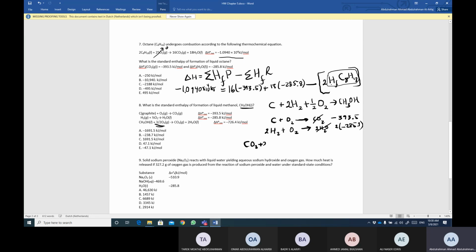CO2 plus 2H2O to give you CH3OH plus 3 over 2 O2, and the heat will be plus 726.4. CO2 will cancel CO2, 2H2O will cancel 2H2O. What else? Half O2. One of this one, and only 1/2 of this one will go away, and we remain with 1/2 O2, right?